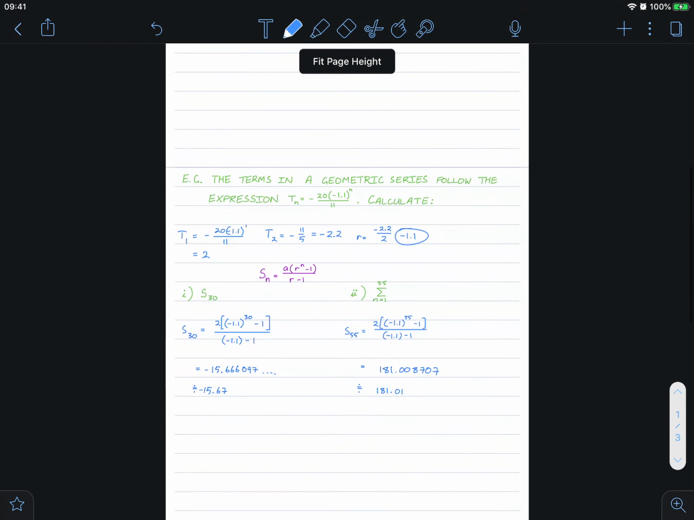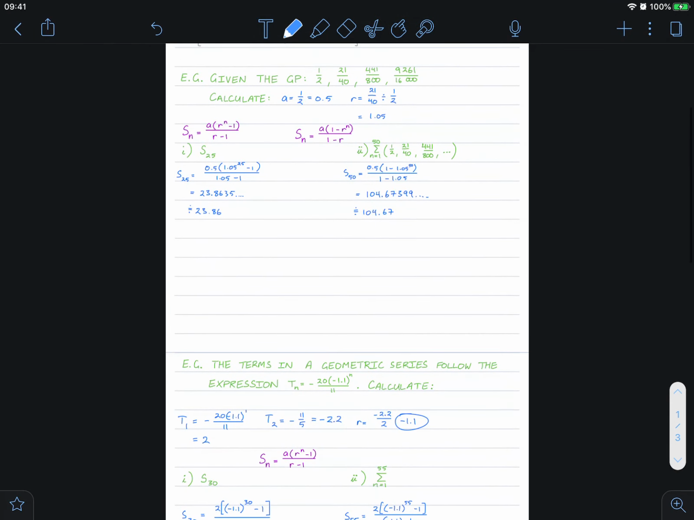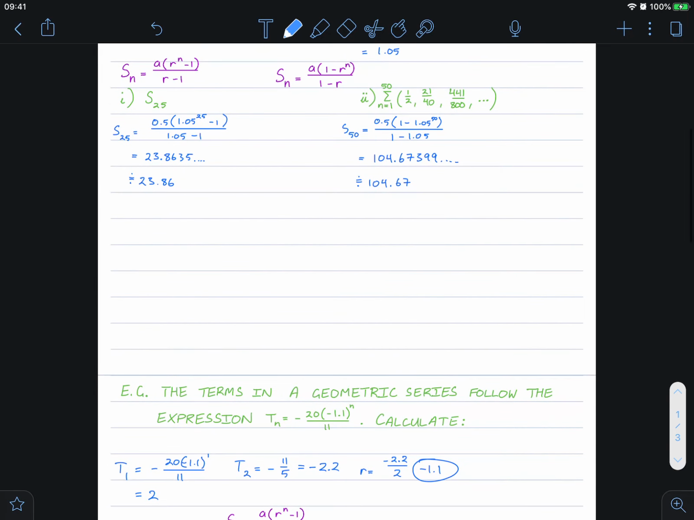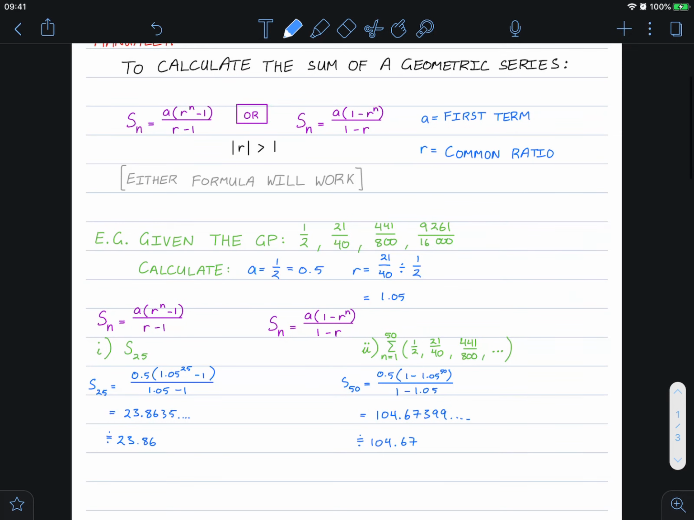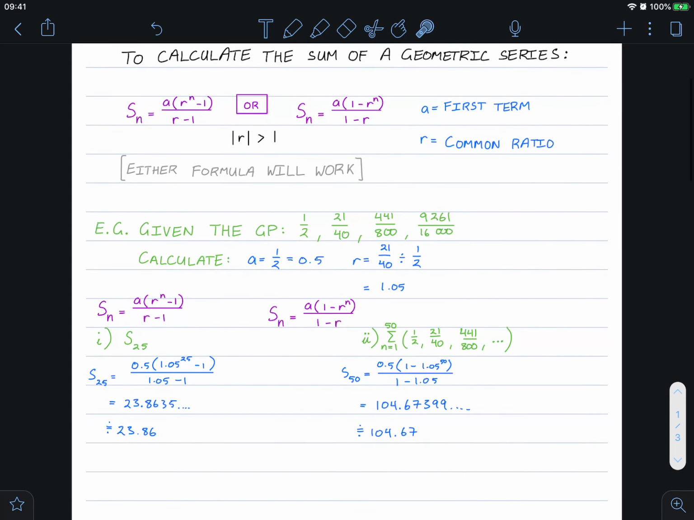So I hope that gave you an insight into calculating the sum of a geometric series using the two formulas. Remember, we need to find the first term and the common ratio.